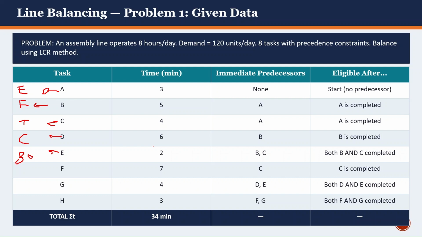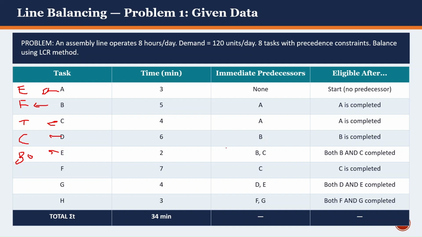Now the data is given. An assembly line operates 8 hours per day. Demand is 120 units per day, and 8 tasks with precedence constraints have been given. Balance using the LCR method. LCR is the largest candidate rule method. So this is the method we have to follow.